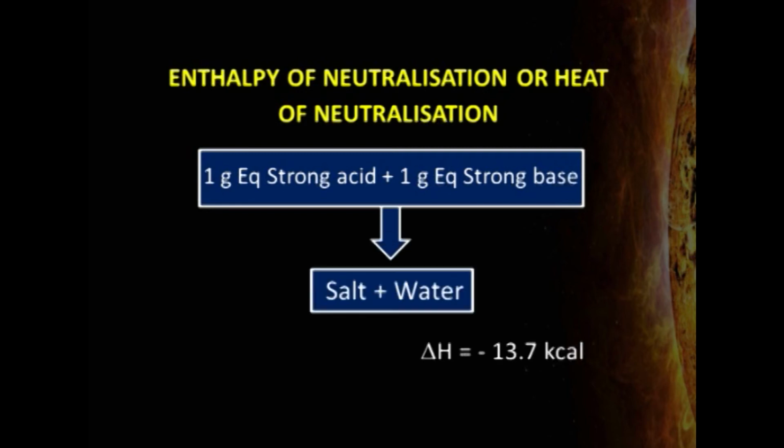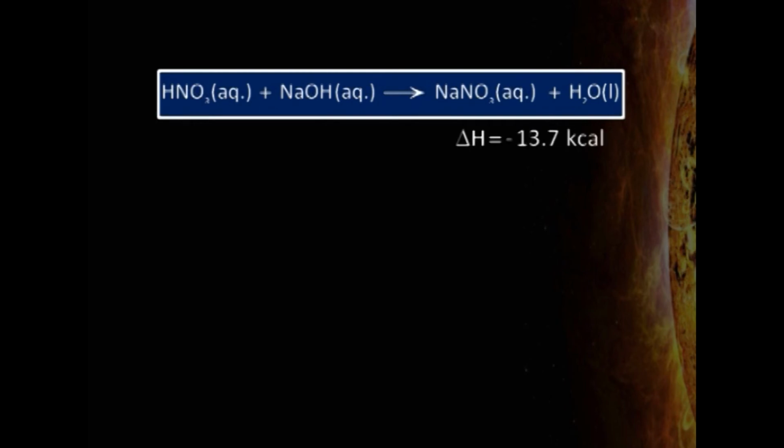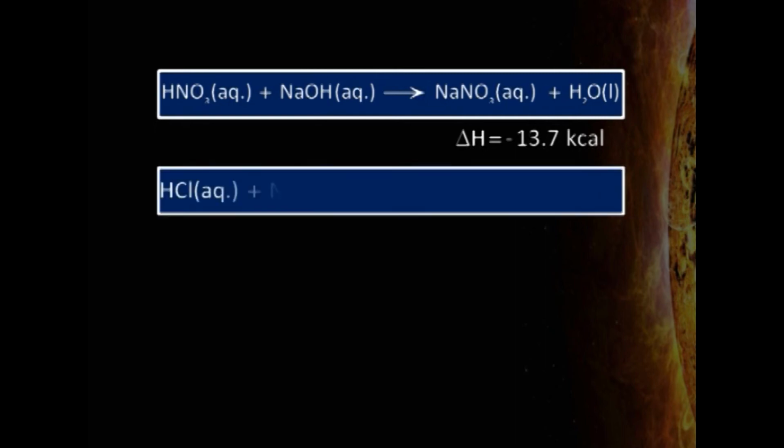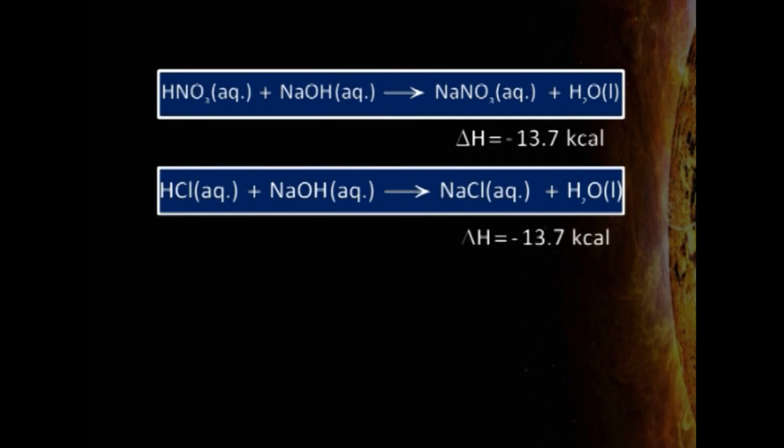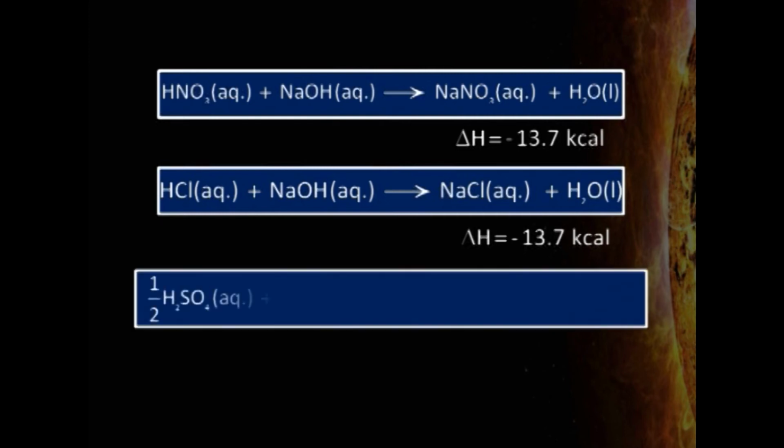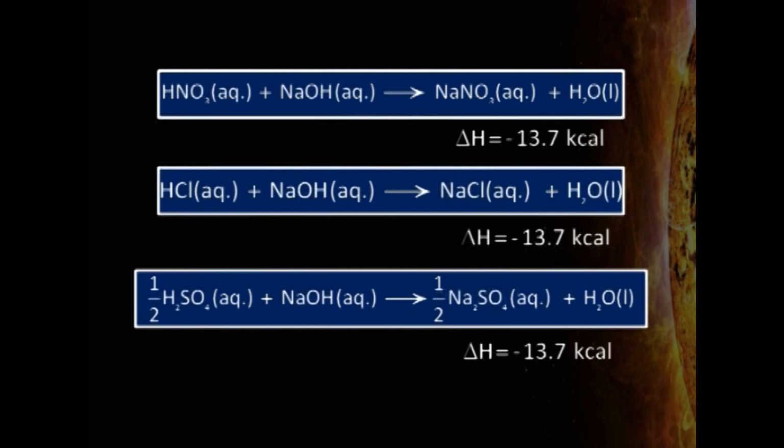and 13.7 kilocalories of heat will be liberated, that is, delta H for this reaction will be equal to minus 13.7 kilocalories. Aqueous HNO3 plus aqueous NaOH giving you NaNO3 aqueous plus H2O. Delta H for this reaction is also equal to minus 13.7 kilocalories. If we take another example, HCl aqueous plus NaOH aqueous giving you NaCl aqueous plus H2O liquid, delta H for the reaction here also is equal to minus 13.7 kilocalories, or half H2SO4 aqueous plus NaOH aqueous giving you half Na2SO4 aqueous plus H2O liquid, delta H here also is equal to minus 13.7 kilocalories.